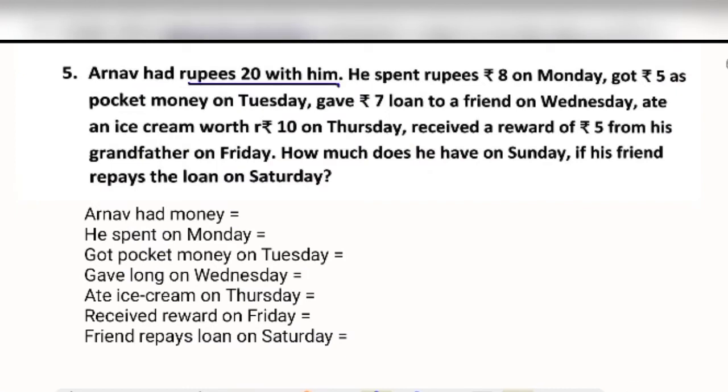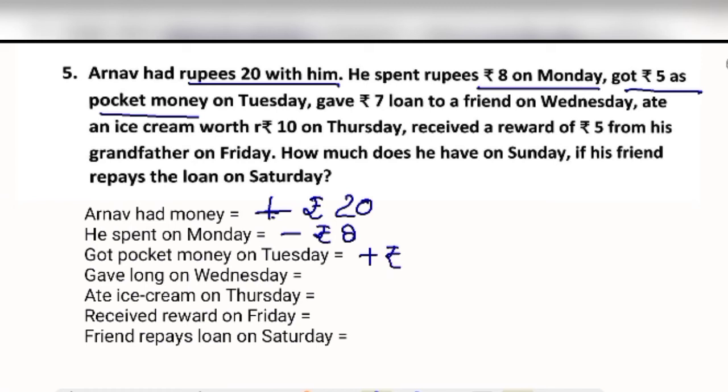Next, Arnav had ₹20 with him. So this will be of plus sign, plus ₹20. Okay. Next, he spent ₹8 on Monday. He spent, so this will be of minus sign, minus ₹8. Next, got ₹5 as pocket money. He got the money, so this will be of plus sign, plus ₹5.